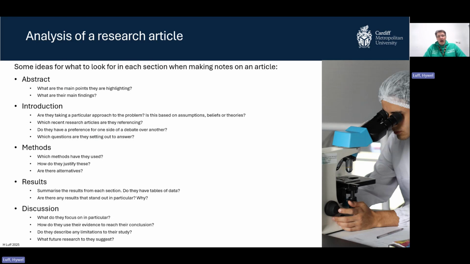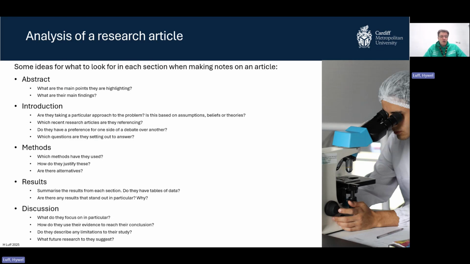Okay, and also within that, they will set out what question they're trying to answer. Okay, what is it? What's their research question? And that needs to be aligned to what you're looking for evidence for. At which point, you're not going to read on if they're not focusing on something that's relevant to you.